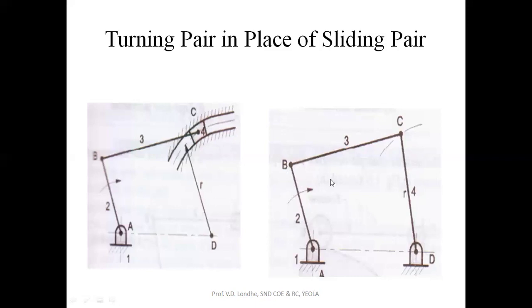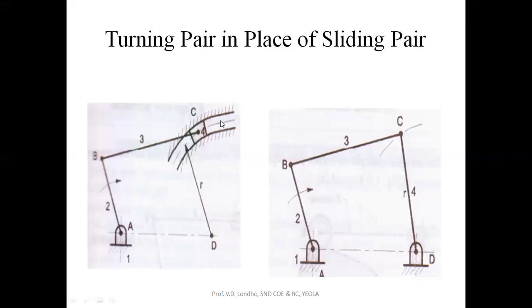And so the rotary motion of this crank will lead to the oscillating or rocking motion of the output link. So here rotary motion will be converted into oscillating motion. And one basic difference is what? This slider has been replaced by link number four, and here one turning pair is introduced.